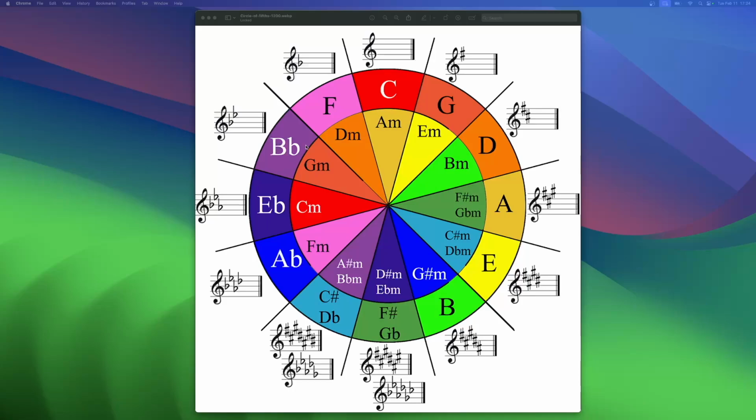Alright, so as you can see, it's a wheel or a circle, obviously, because it's a circle of fifths. The reason it's a circle of fifths is that if you go clockwise, C to G is a fifth, G to D is a fifth, D to A is a fifth, and so on. And if you go counterclockwise, it becomes a circle of fourths. So C to F is a fourth, F to B flat is a fourth, and so on.